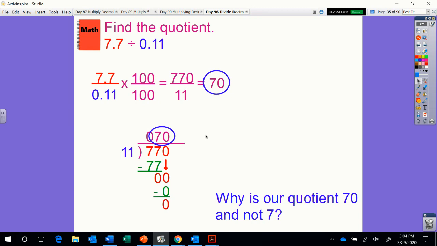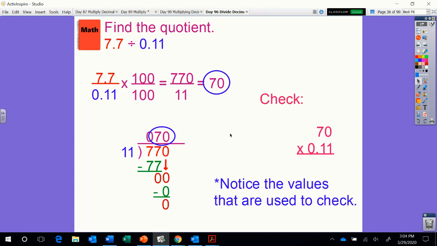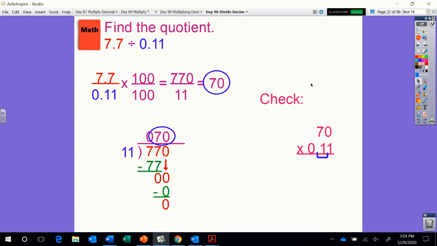And then we're going to check. So 70 times 1100. Notice the values that we're checking. We're checking with our quotient and this, and hopefully we end up here with 7 and 7/10. So we're going to move our decimal over twice. Then we're going to multiply.